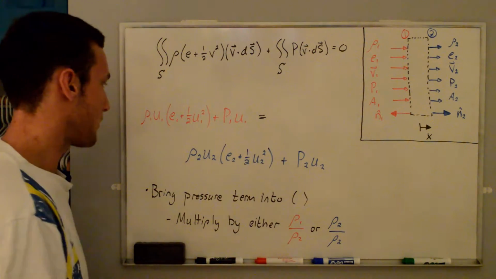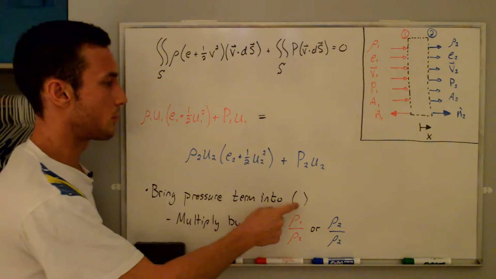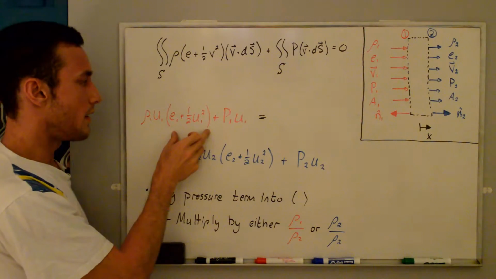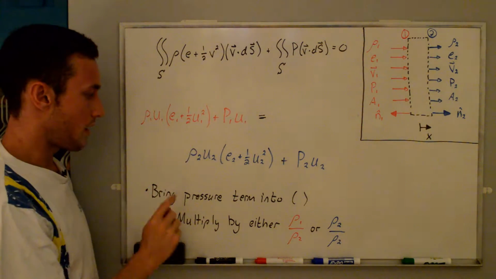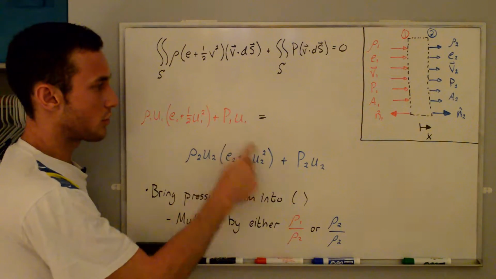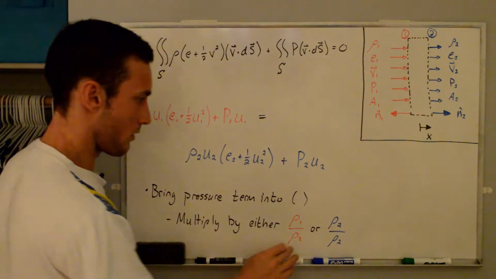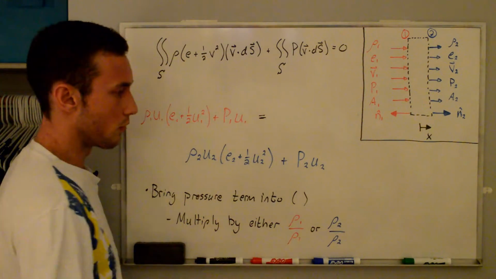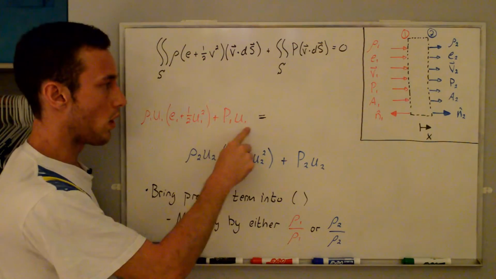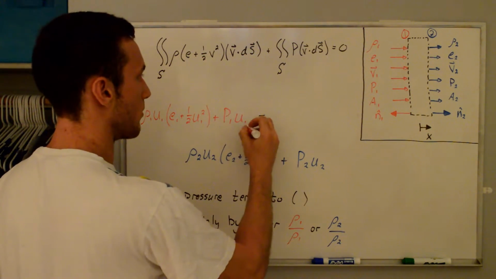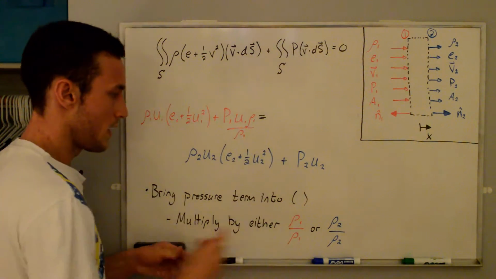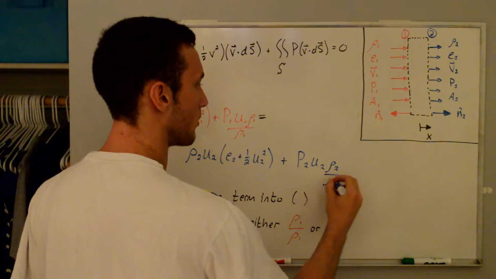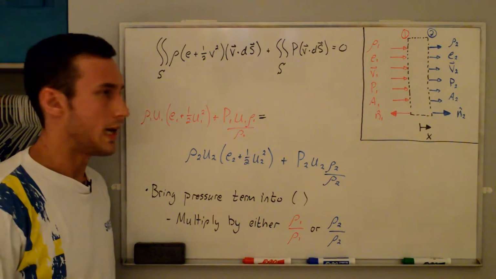And so now what we need to do is bring the pressure term into the parentheses for both of these. So I want to bring this P1 u1 into here, but I can't just do that just yet. First we need to multiply the pressure terms by either rho 1 over rho 1 or rho 2 over rho 2, which is just 1. So we're just multiplying this term by 1, and it happens to take the form of rho 1 over rho 1. And then we're also multiplying this term here by 1, so we're multiplying by rho 2 over rho 2. So how did that help us?